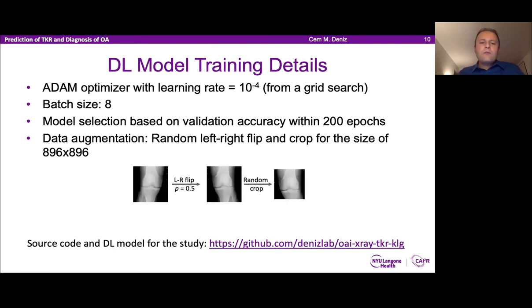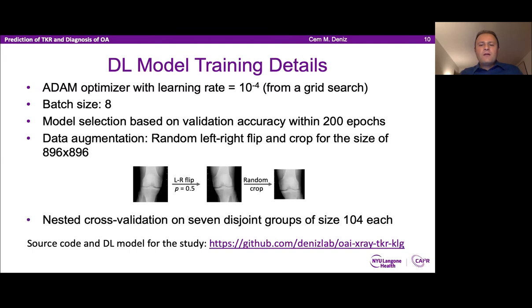We use some data augmentation as well during training. We did random left and right flipping with probability of 0.5. And we also did random cropping of the images to a size of 896 by 896. For training, we use nested cross validation on 7 disjoint groups of size 124 each.